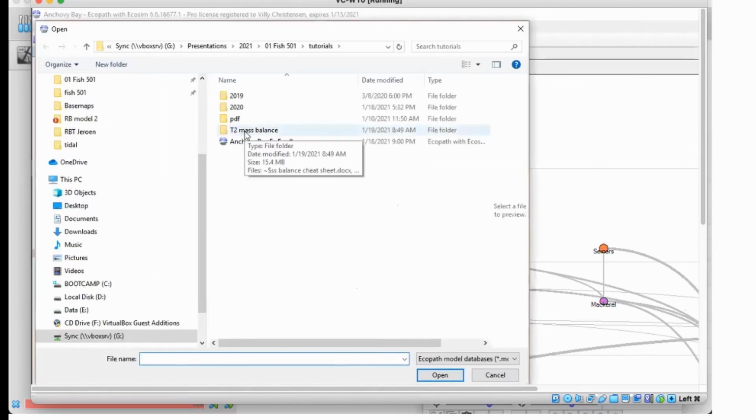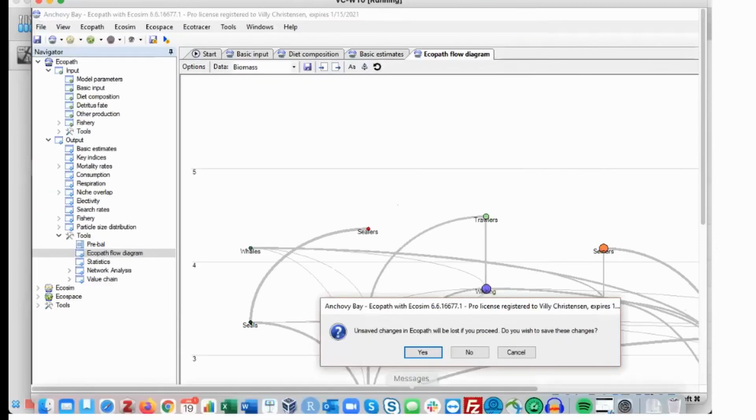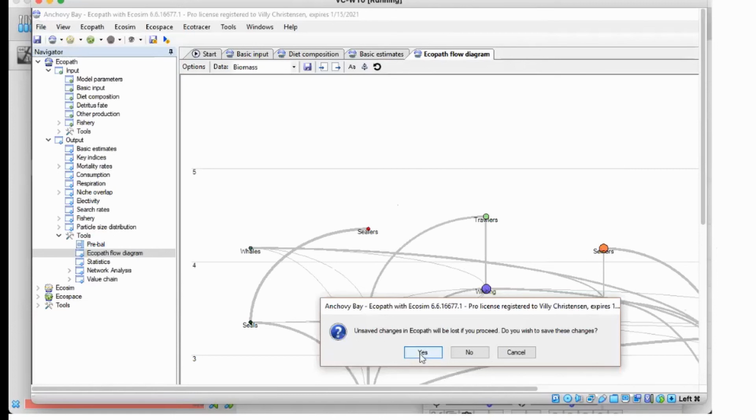Santiago, are you listening? I am. Can you give me a number between 1 and 5? A random number between 1 and 5. 4. 4. Ecopath mass balance number 4. Do you want to shape these? Yeah, I can share that.